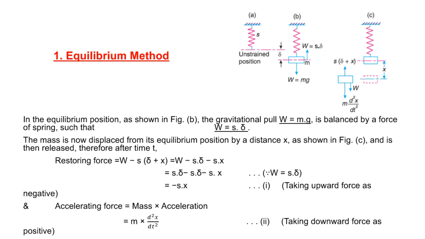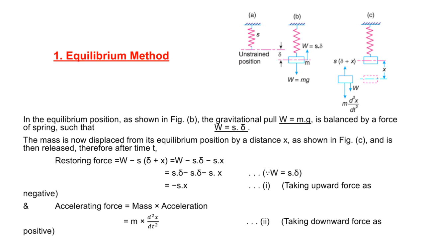Simplified, W minus S into delta minus S into x, where W is equal to S into delta. Therefore, I will get as equation 1, restoring force is equal to minus S into x. In some reference books, you may observe instead of S, stiffness may be considered as K also. Here I have considered it as S for this derivation. Therefore, restoring force is equal to minus S into x. Call it equation number 1.